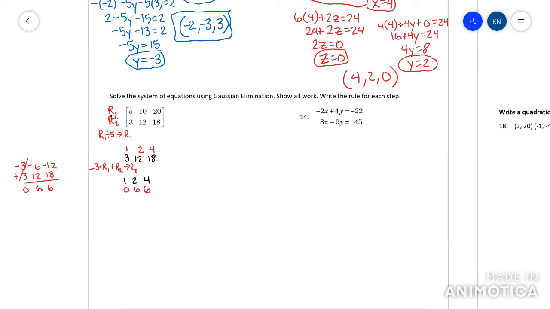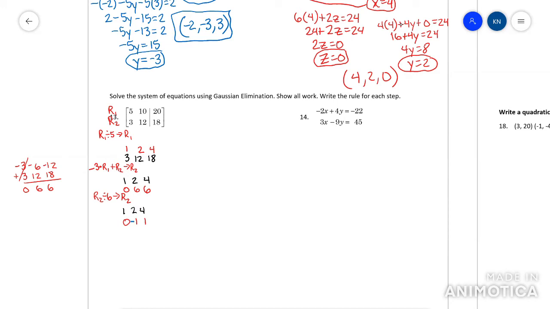All right, now you still want to get this to say 0 and this to say 1. Doesn't matter which one you do first. I'm going to do the 0, 6, 6 first, actually. I'm going to do row 2 divided by 6 written in the row 2 spot. So I'm not changing row 1 at all. 1, 2, 4. Row 2, I'm dividing by 6. So 0, 1, 1. And I'm almost there. I just need to make this say 0.